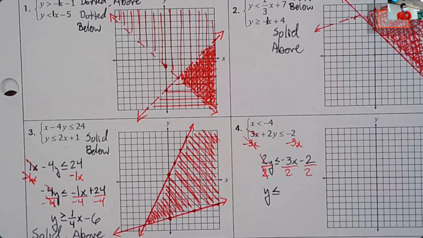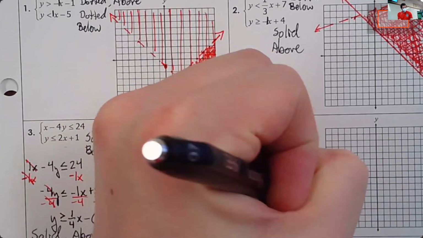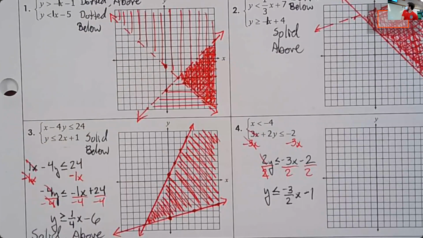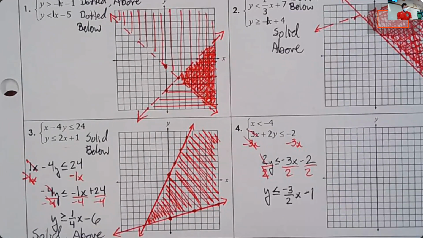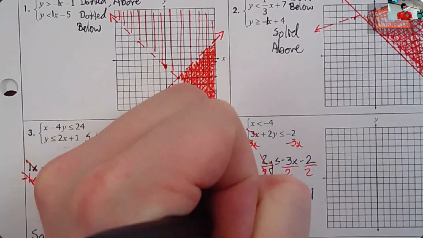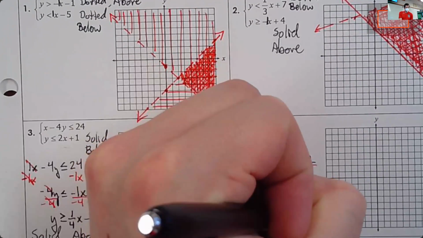And then our slope, our fraction, negative 3 over 2x, and then negative 2 divided by 2 would be minus 1. Those are our two inequalities. The x is less than negative 4 and y is less than or equal to negative 3 over 2x minus 1. Let's just go ahead and figure out this second line first. That's going to be a solid line because of the line underneath the inequality. So solid, and it says less than, so we're going to be shading below that line.